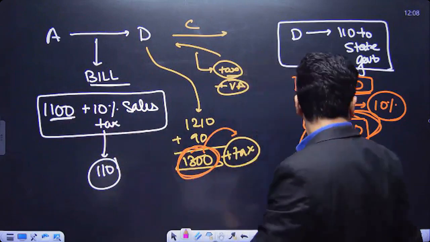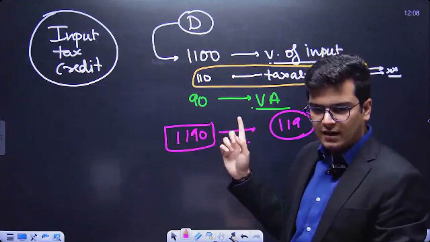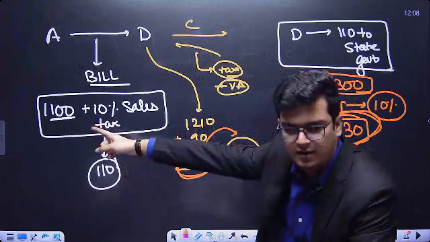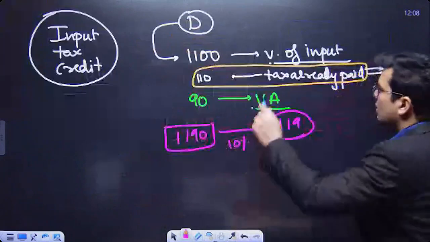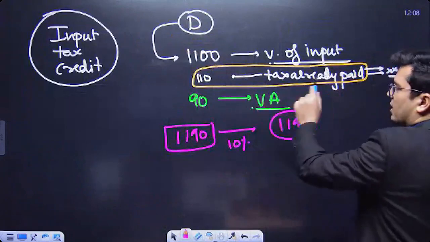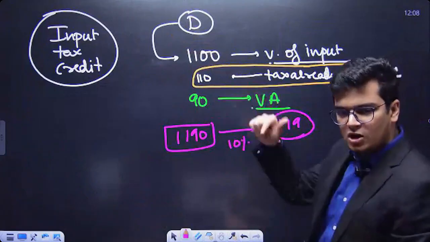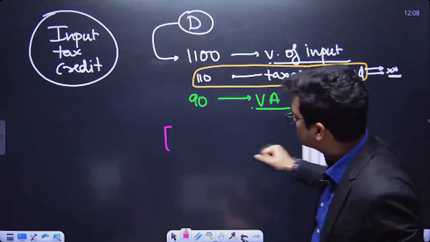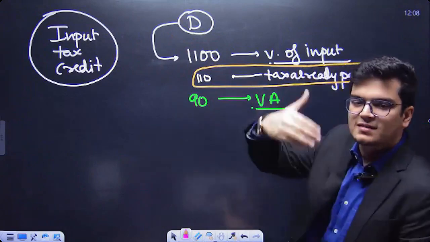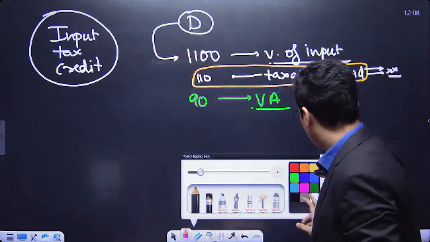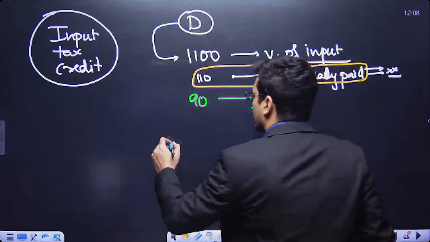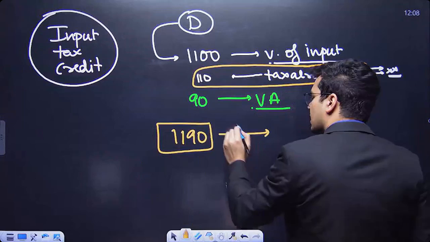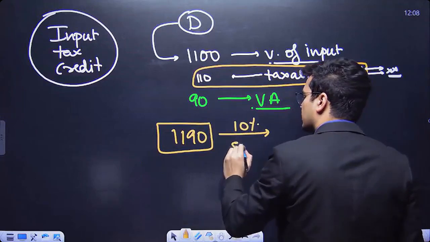Now he will not write this entire amount. What will he write? He will write, okay, value of input was 1100. I purchased the input for 1100. I paid already. Tax already paid was 110. Value added is 90. Now when he writes his bill, from his bill he will subtract the taxes paid in the last stage. So he will directly write 1190. On this he will ask you to pay 10% sales tax.